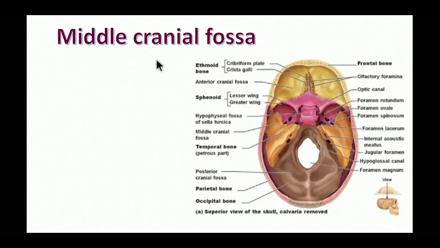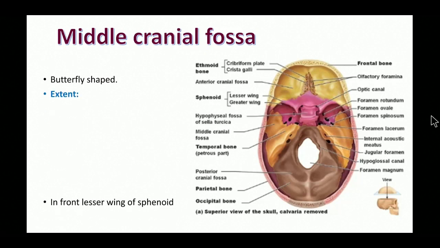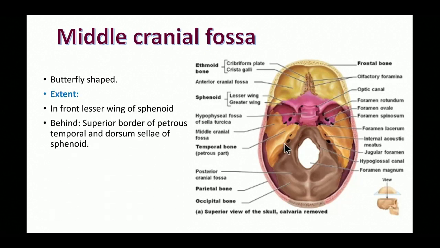Now coming to the middle cranial fossa. The middle cranial fossa is mainly butterfly in shape. You have a median part, then you have the lateral parts. The lateral part is expanded like the wings of a butterfly. Anteriorly it is limited by the posterior free border of the sphenoid bone, and posteriorly it is limited by the superior border of the petrous part of temporal bone. So those are the boundaries.